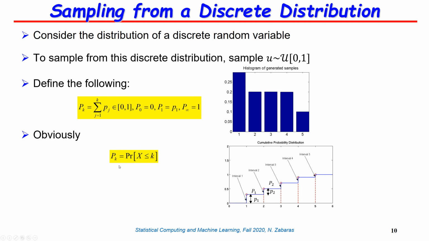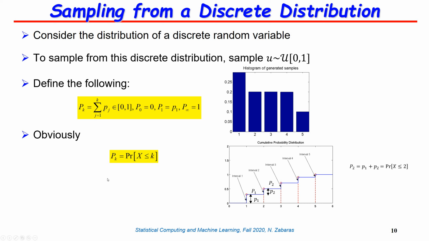So you can appreciate the fact that this capital P of k, because it is the CDF, is really nothing else but the probability that x is less or equal to k. Let me just show you by taking as an example P2. We said P2 is P1 plus P2, all right? You will appreciate that this is the probability that the discrete random variable takes values less or equal to 2, because that's the probability of x equal 1, and that's the probability of x equal to 2.